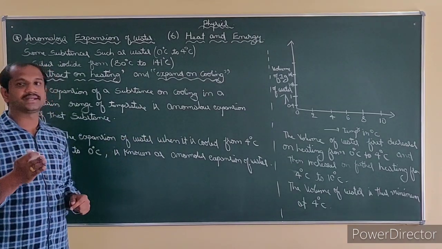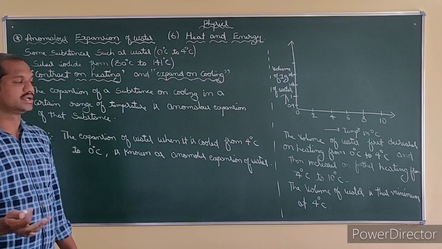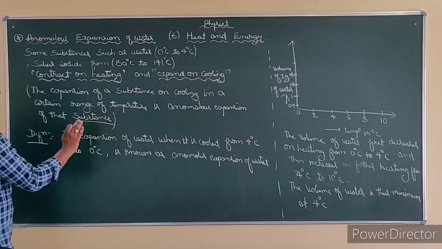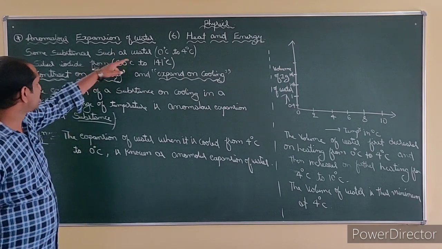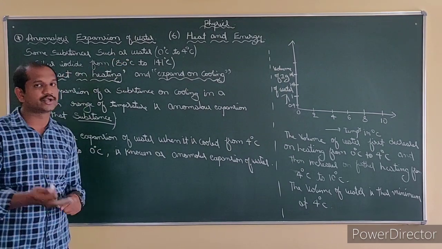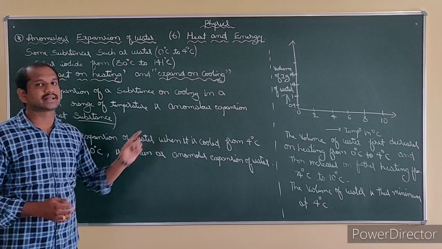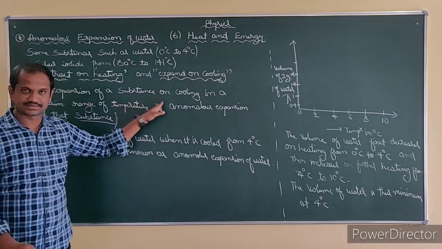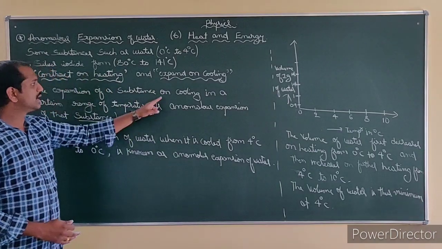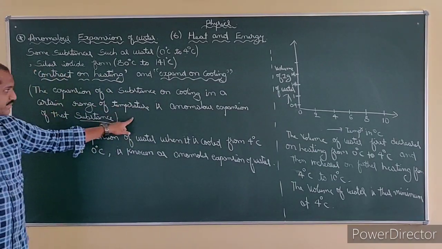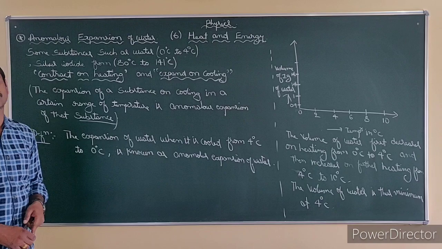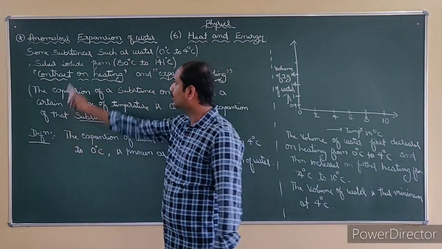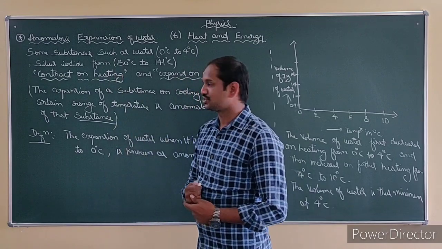If they ask you to define anomalous expansion, you need to write this definition. Anomalous expansion of a substance. Substance means it may be water also, it may be silver iodide also. But mention the temperature range. Understand? Now what? The expansion of a substance on cooling in a certain range of temperature is anomalous expansion. The substances are expanding on cooling. That is the concept of anomalous expansion.